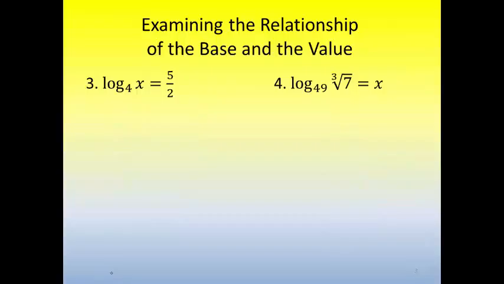All right, our next example here. Here we're taking a look at the base of 4 with an exponent of 5/2 equals x. Well, since I know the relationship between the half being a square root and 4 being raised to the 5th power, this is actually pretty simple. I'm taking a look at 4 to the 1/2 power, that's the square root of 4, raising it to the 5th power, that's 32.